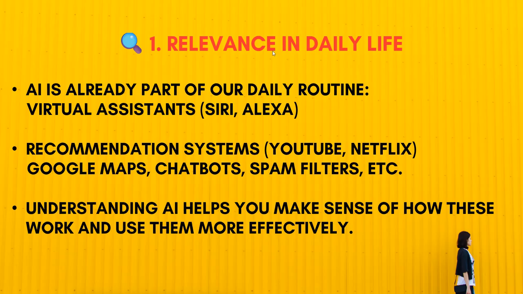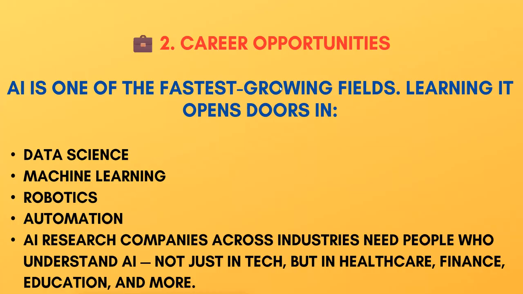Now, what is the relevance in daily life? AI is already part of our daily routine, isn't it? Now, how is it? Like you may have seen in virtual assistants in Google, Siri, or Alexa. Recommendation systems like YouTube, Netflix, Google Maps, chatbots, spam filters, etc. Understanding AI helps you make sense of how these work and use them more effectively.